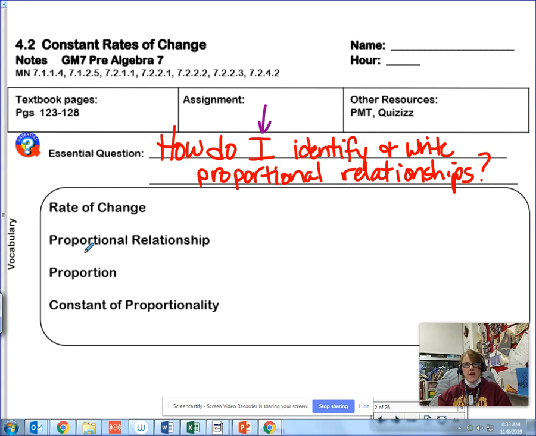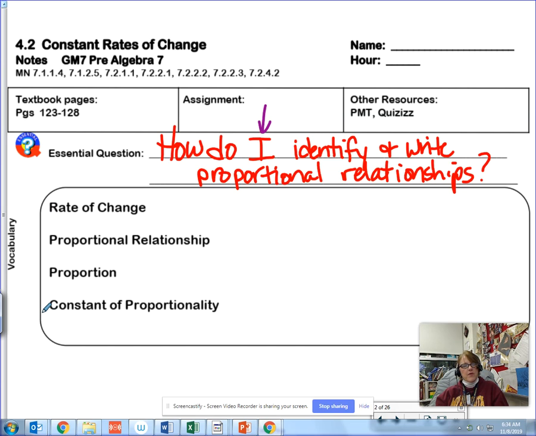All right, we're moving on into section 2 of module 4. And the title of this section is Constant Rates of Change. And our essential question here is, how do I identify and write proportional relationships? And hint, it's tied to having a constant rate of change. So I'll let you get your essential question on there.